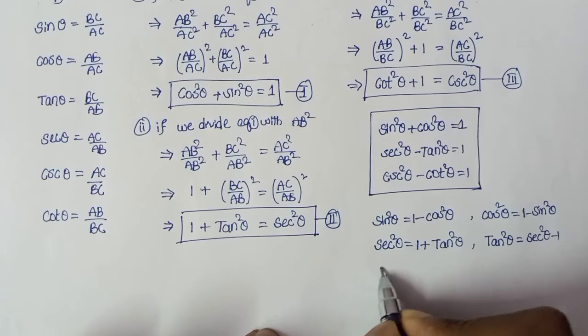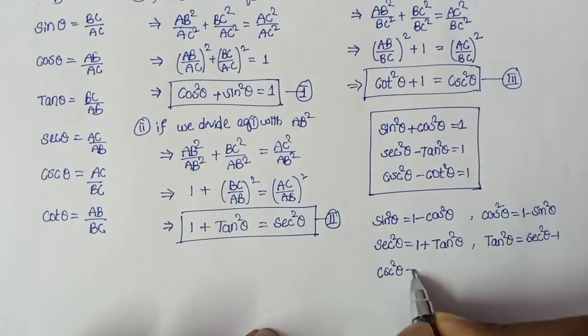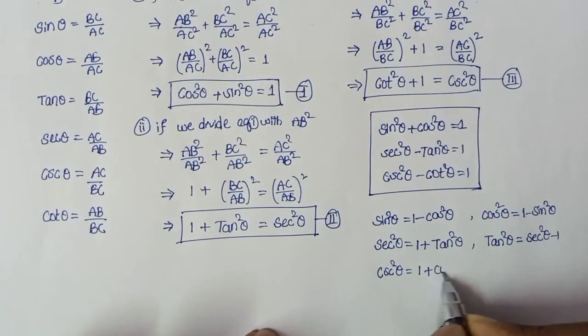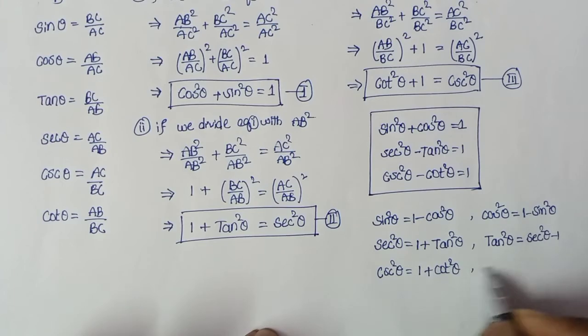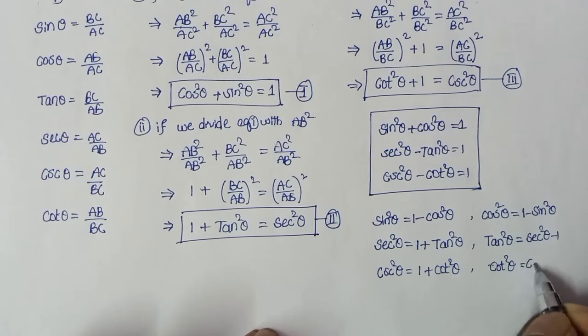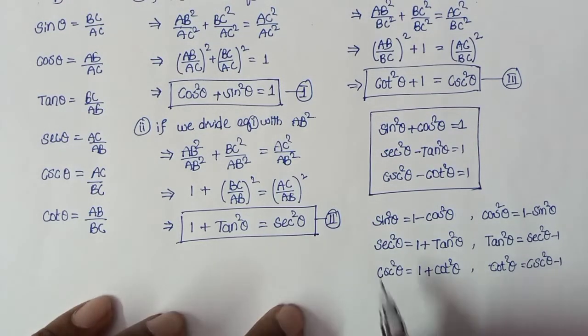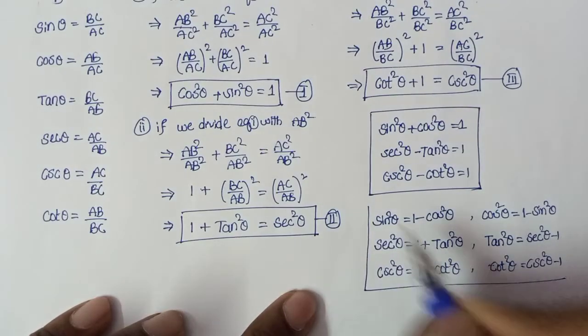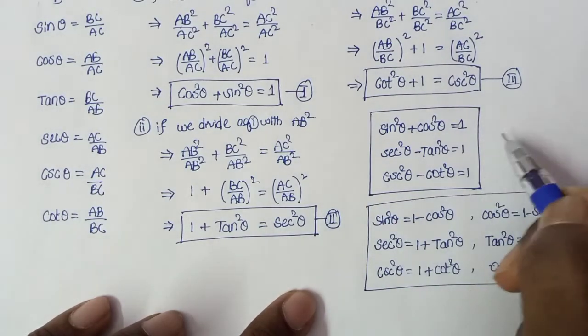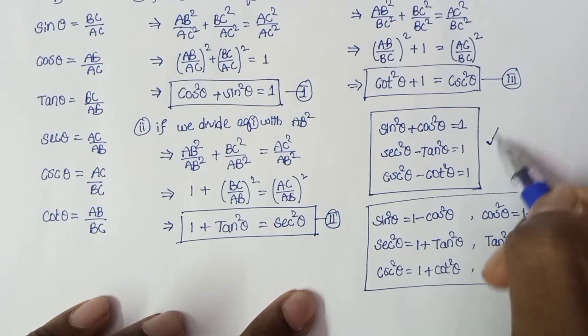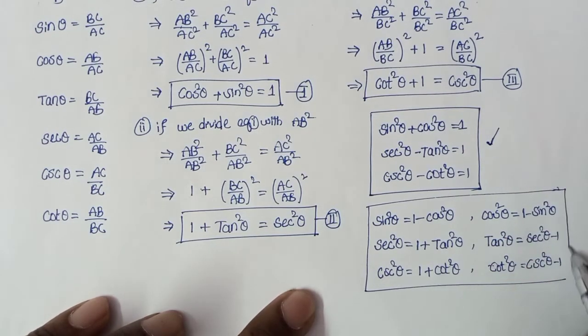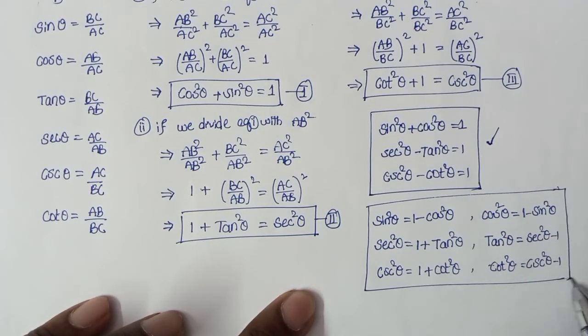Next, for this, cosec square theta is equal to 1 plus cot square theta, and similarly cot square theta is equal to cosec square theta minus 1. You do not have to remember all of these, but remembering it like this is very useful. And you can also write it in this form, which you need to know.